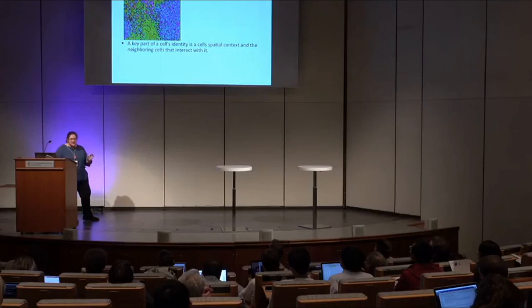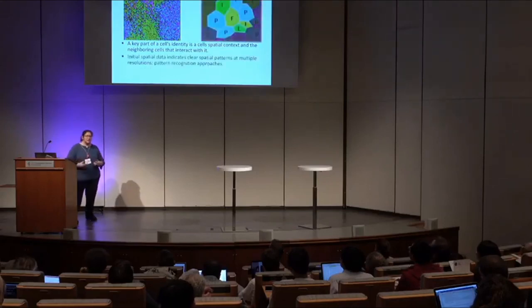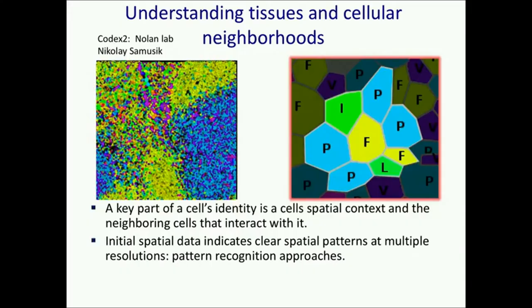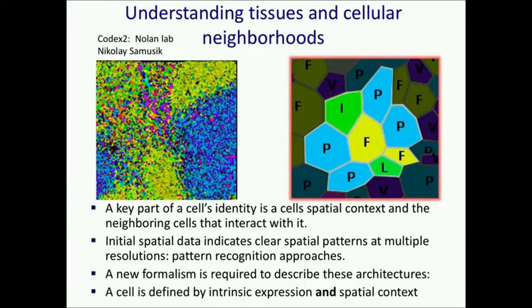So we really need to define a cell in its context in order to understand how it will respond, in order to understand this cell type will do this when given this input. So the initial spatial data, as Gary showed, has clear spatial patterns at multiple resolutions, and we're going to have to develop an entire new formalism, an entire new language on top of molecular profiles and cell types to actually begin talking about these entities that we're trying to build in this atlas.